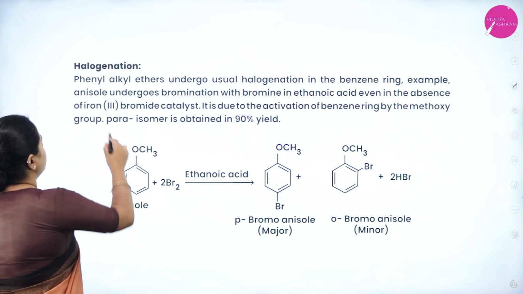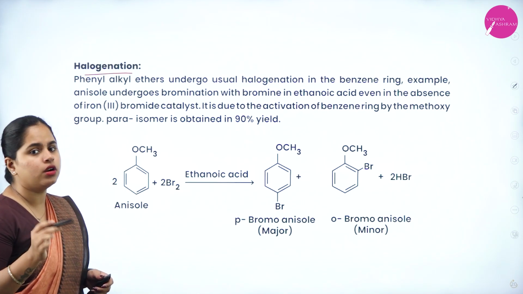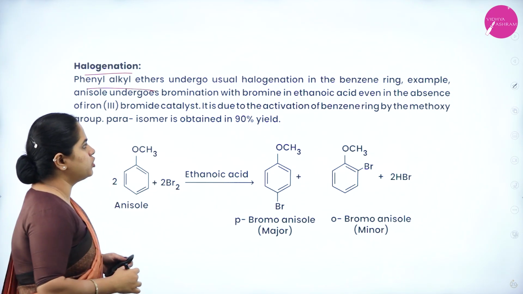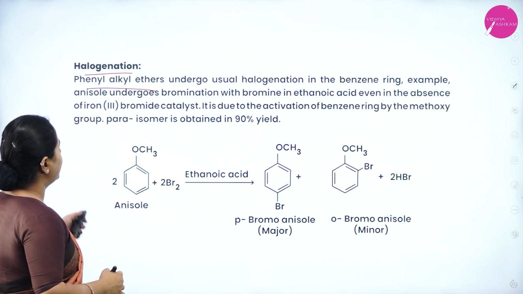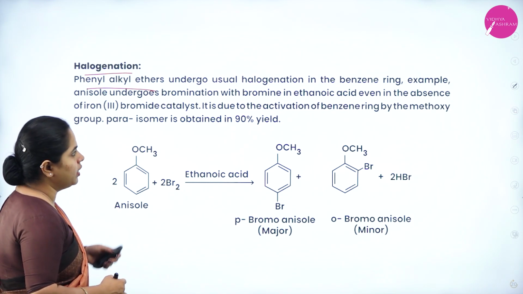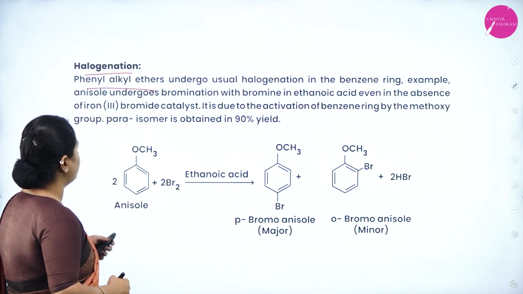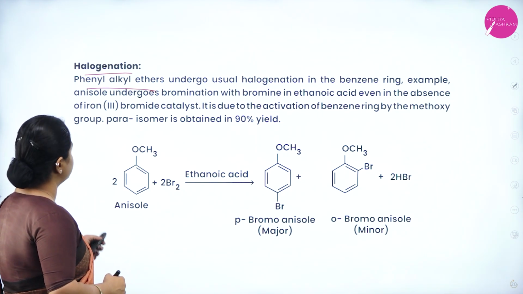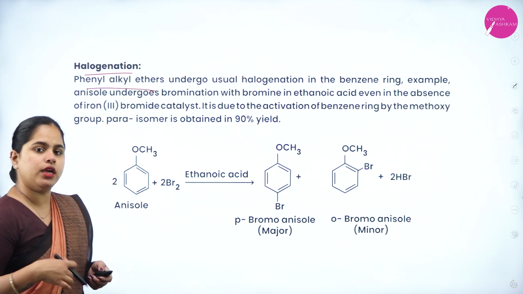So the first one is halogenation. That means we are going to substitute a halogen. Phenylalkyl ethers undergo usual halogenation in the benzene ring. Anisole undergoes bromination with bromine in ethanoic acid even in the absence of iron bromide catalyst. It is due to the activation of the benzene ring by the methoxy group. The para isomer is obtained in more yield.